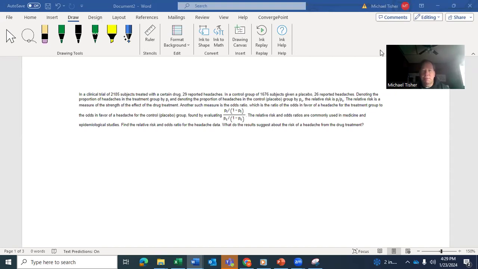And the relative risk is P sub T divided by P sub C. Then we also have this formula that involves the relative risk, which is a pretty big formula. PT, we can say P sub T or just PT. So here we have this formula for the odds ratio.